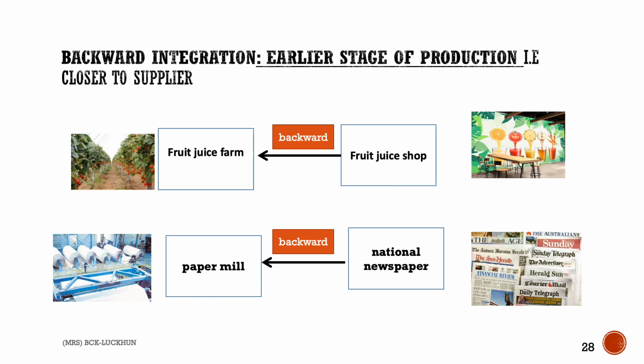Backward vertical integration. This is when a firm merges with or takes over another firm which is at an earlier stage of production, that is, going closer to the supplier. For example, a fruit juice shop merges with or takes over a fruit juice farm. So this is backward vertical integration. Another example is a national newspaper merging with or taking over a paper mill. So this is another example of backward vertical integration.